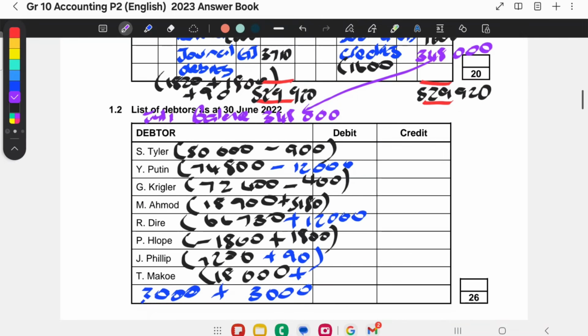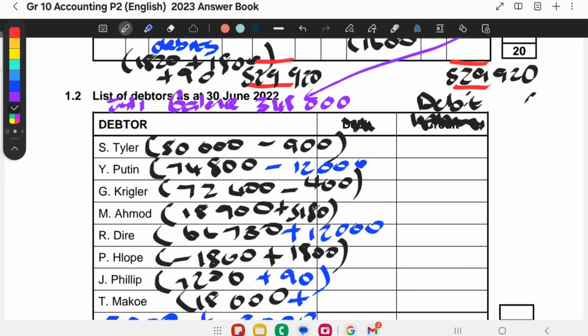Then let's total our list. So let's go. So for S. Tyler, if you total, so all of these must be on the debit side now. This is all on the debit side because the balances all stay positive. This is all debit, okay? So there's credit. I'm just going to extend my table because I don't have space. So this is debit and that's credit. This answer is a positive answer, so it stays debit. The next one is also positive, so it stays debit.